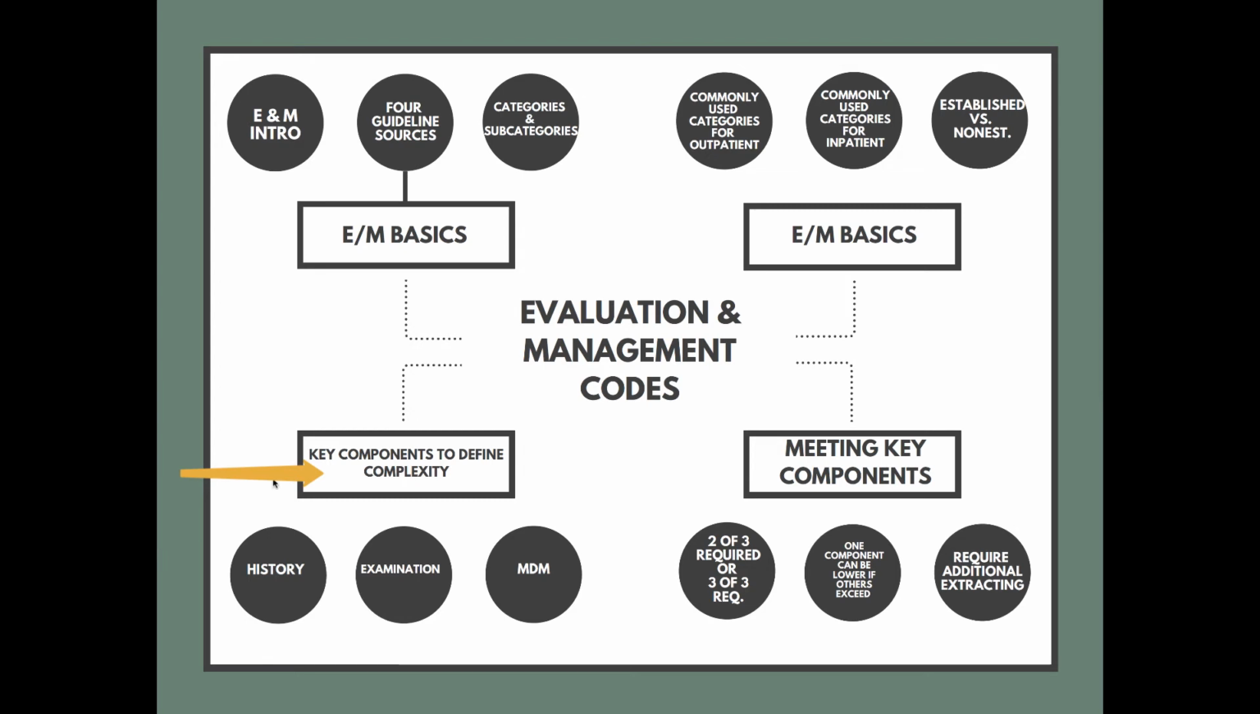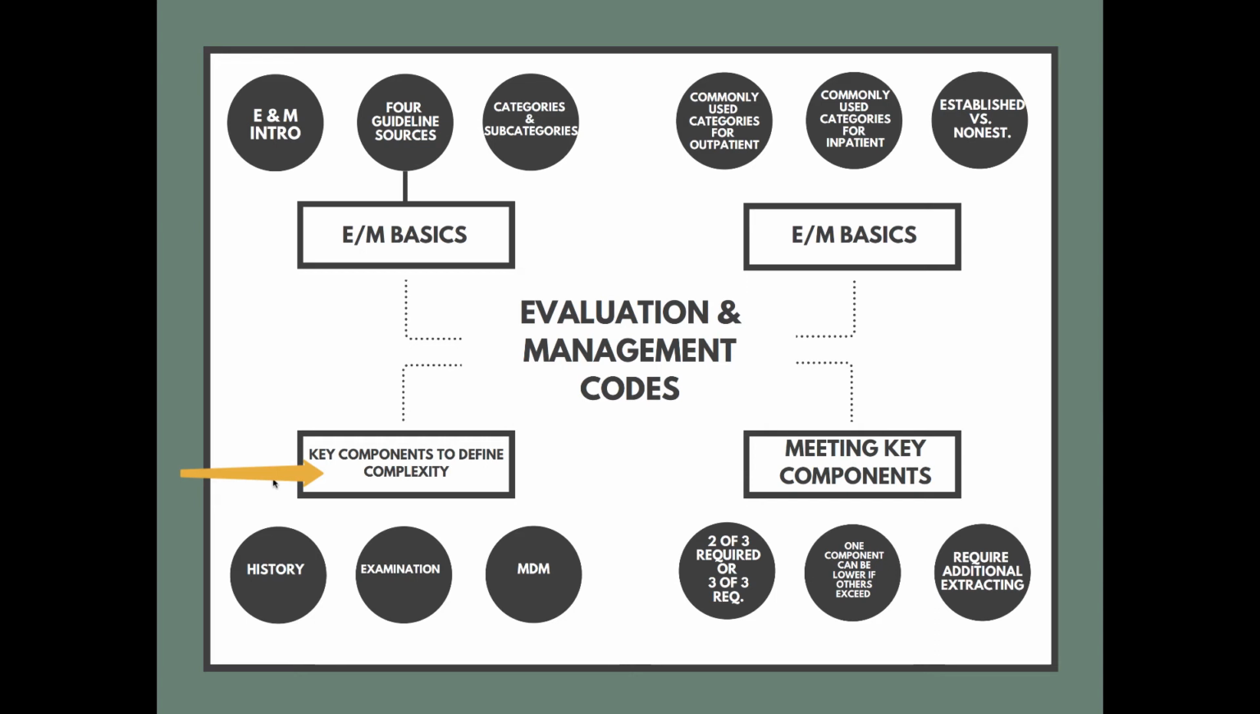Okay, so we're moving down to the bottom, the key components to define complexity. There are 8 E&M categories that define the level or complexity of service provided based on a set of 3 key components. History, examination, and medical decision-making are the 3 key components. In addition to those 3 key components, E&M services also have 3 contributory factors that are important but not required at every encounter. I want you to keep these in the back of your mind. Those include counseling, coordination of care, and the nature of the presenting problem.